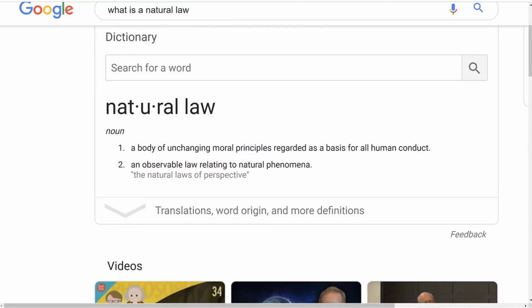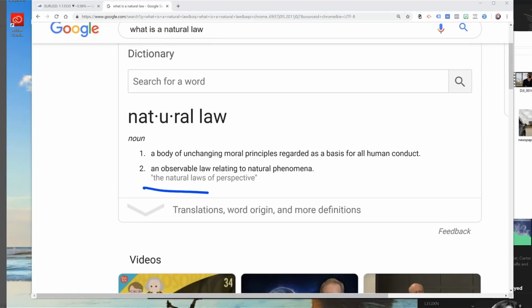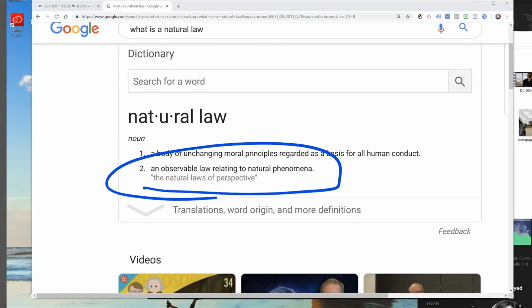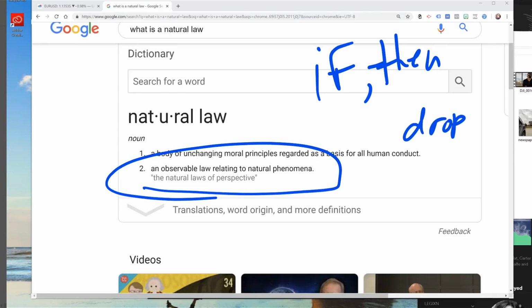All right, first and really quickly, what is a natural law? A natural law is an observable law relating to natural phenomena. It means if you can do if-then statements. If this happens, then this happens. If I drop a ball, it will fall to the floor. And if it falls to the floor and it's a certain kind of bouncy ball, it will jump back up and defy the laws of gravity for a short period of time.